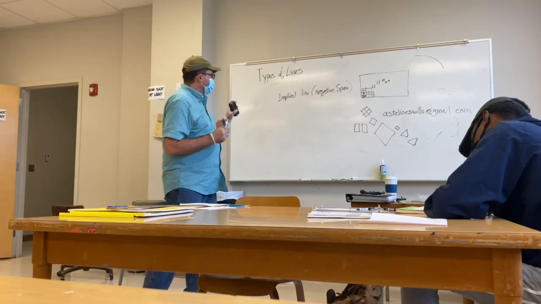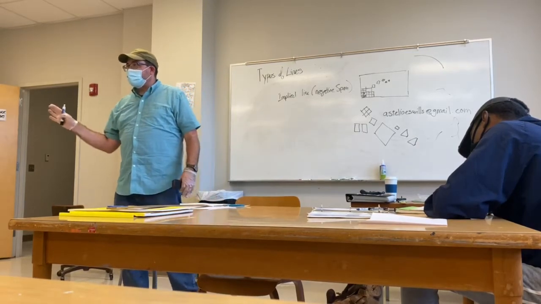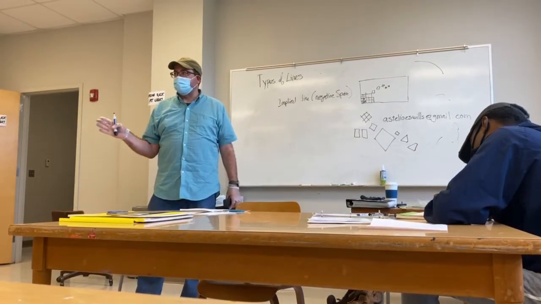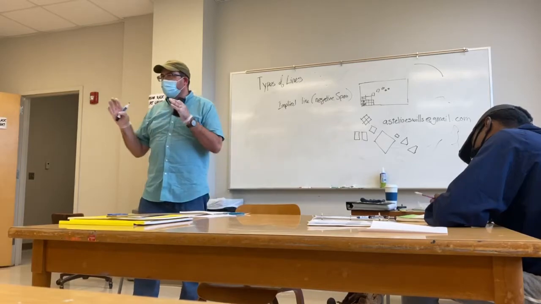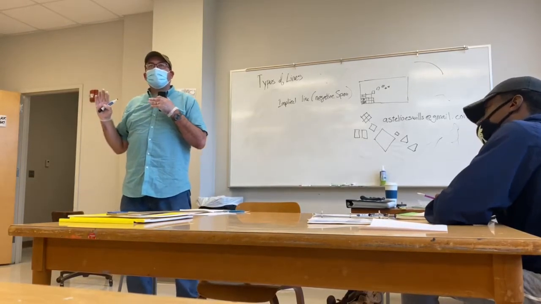So that's the obvious one. So what are the less obvious ways to create shapes with lines? Pretty much all of these are different kinds of implied shapes.